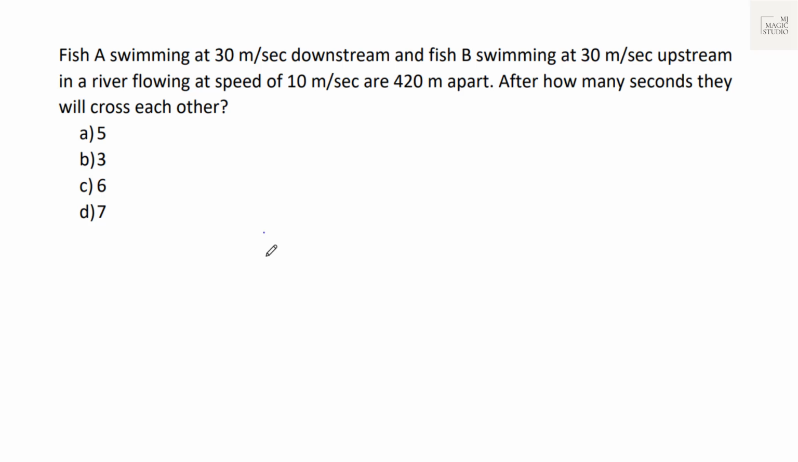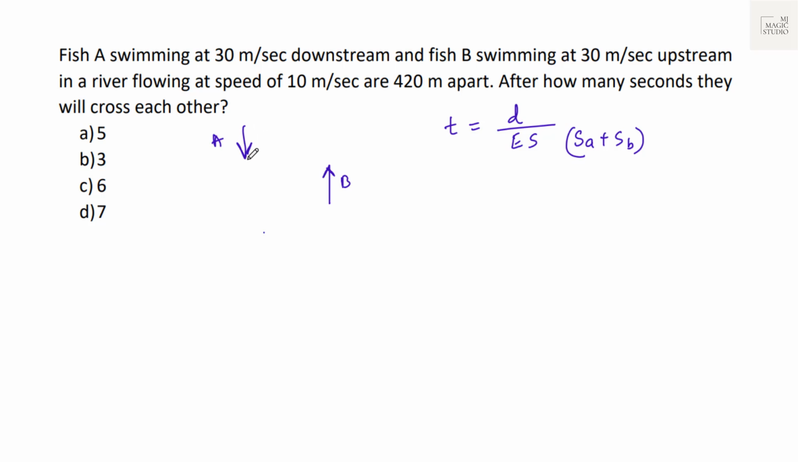Time and speed. Fish A swimming at 30 meter per second downstream and fish B swimming at 30 meter per second upstream in a river flowing at a speed of 10 meter per second are 420 meter apart. After how many seconds they will cross each other? Time to meet is distance divided by the effective speed. Since they are moving in opposite direction or towards each other, their effective speed would be speed of A plus speed of B. Now, what is the trick here?